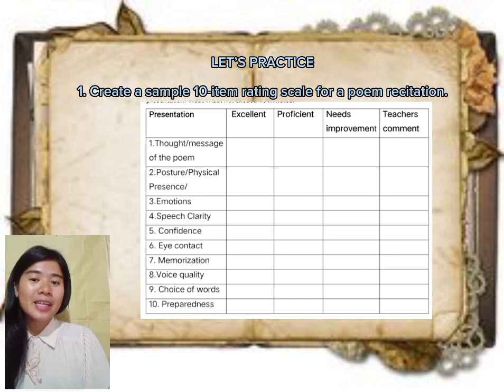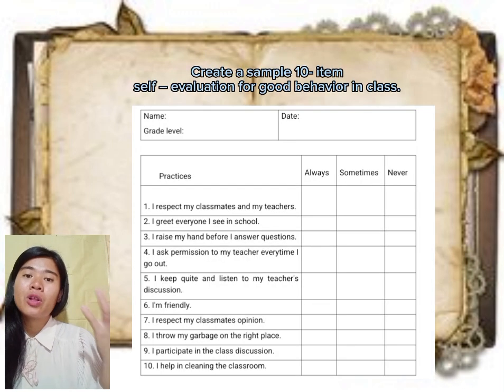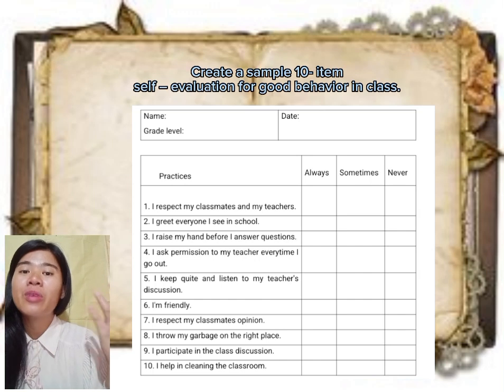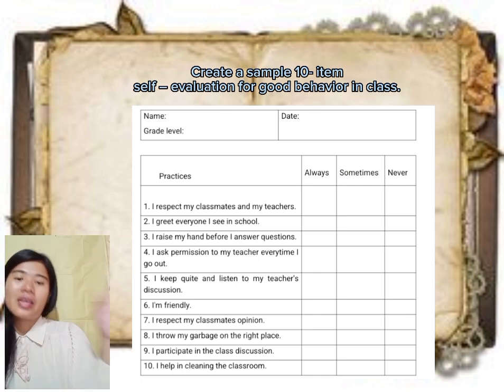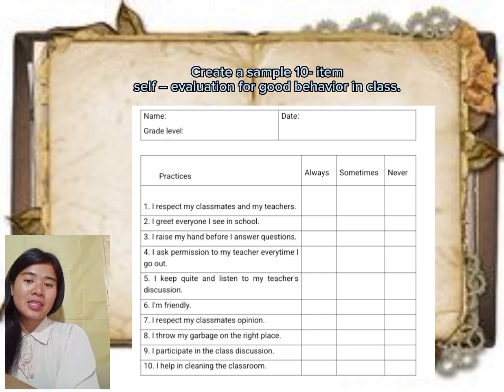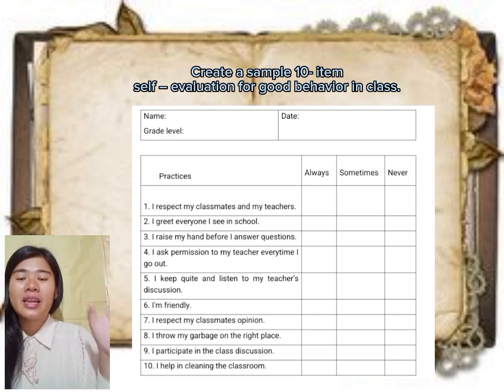And then the next table is create a 10 simple item self-evaluation for good behavior in class. So the upper left is the name and grade level, and then on the right is the date. The specification is the practices, in the first column. The next columns are always, sometimes, and never.